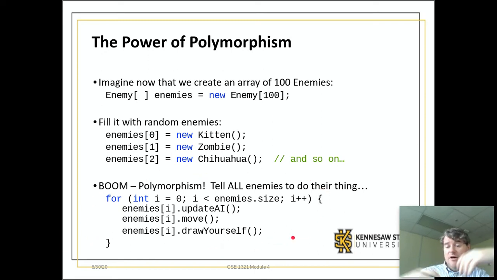I simply say, update everybody, and they all go off and do their thing. That's the power of polymorphism. If I didn't have this, it is possible to do it without polymorphism. I could write separate code down here.